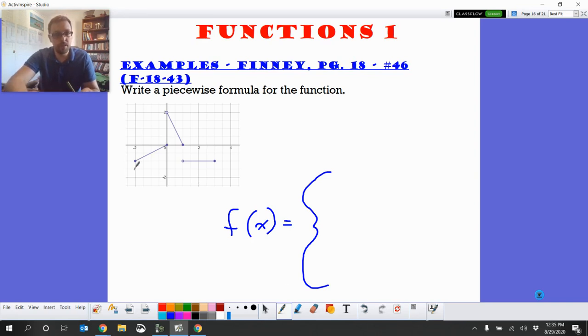Our first one is right here. Actually, I'm going to start with this one because it's really easy. It's just a y equals the same number over and over and over again. It's y equals -1, because it's just a flat line. Next, let's do this one. So it's got a y-intercept at 2, so I know it's going to be +2.